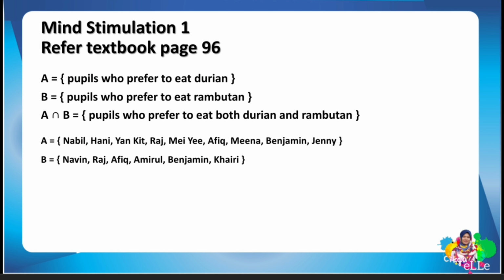Next, A intersection B. What is intersection? This symbol represents intersection, and intersection means the common elements. Common elements of two sets, two or more sets. Okay, so A intersection B refers to people who prefer to eat both durian and rambutan. The keyword for intersection is "and".